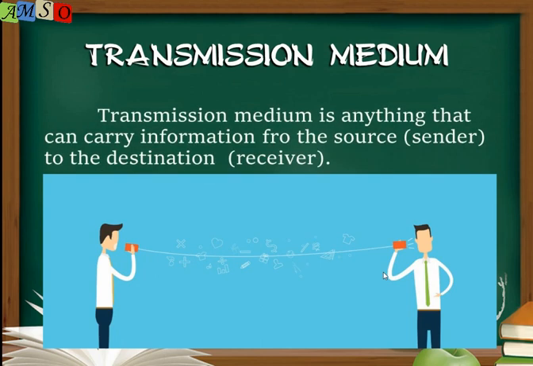So a networking medium is anything that can carry information from the source, that is the sender, to the destination, which is the receiver. It can carry information from the source, that is the sender of the voice, to the receiver, that is the destination.